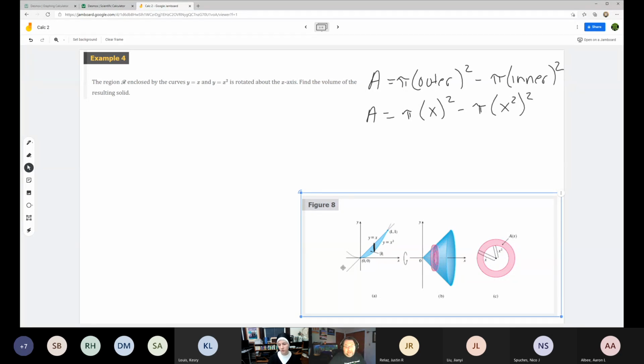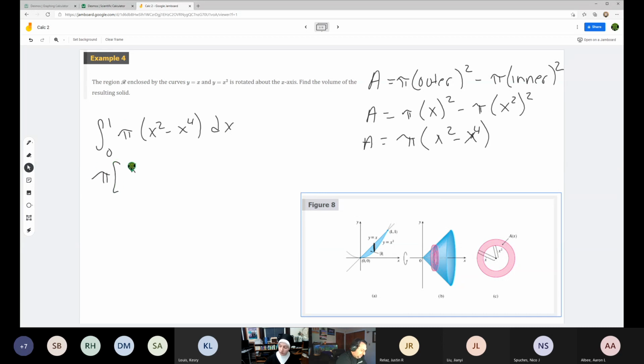So we're going to do the exact same thing and set up my formula. I'm going to do one thing to make my formula a little bit simpler: I can factor out the pi. So I have x squared minus x to the 4th. We're going to do the integral from 0 to 1 of pi times x squared minus x to the 4th dx. The pi can come out, so I'm not really worried about that. So it's pi times x to the 3rd over 3 minus x to the 5th over 5, evaluated from 0 to 1.